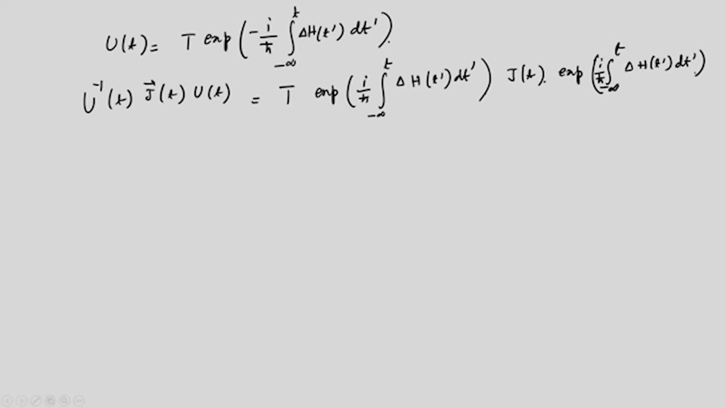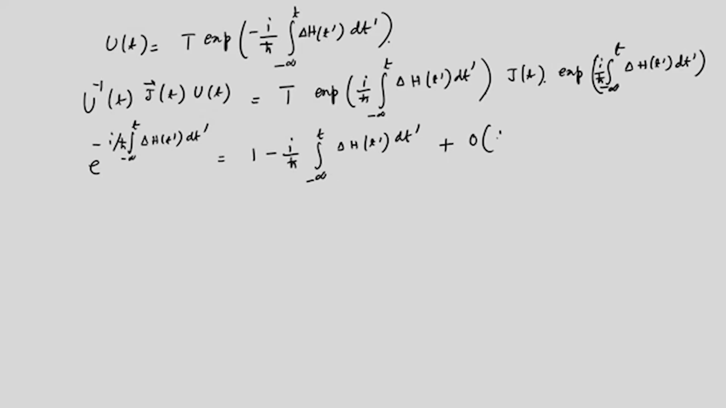Okay. So now what we do is that we make this expansion: the exponential of minus I by h cross, integral from minus infinity to t of delta H of t prime dt prime, I write it as 1 minus I by h cross, integral from minus infinity to t of delta H of t prime dt prime, and then the terms of the order of delta H squared are neglected.